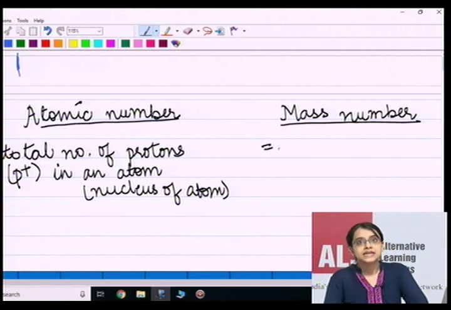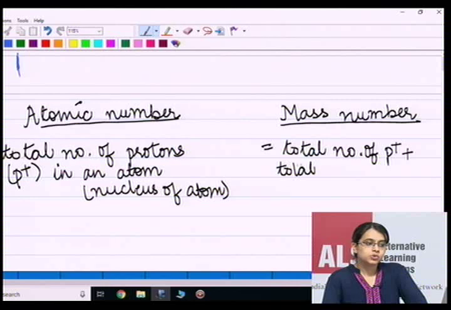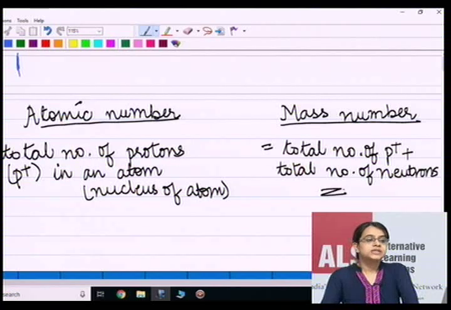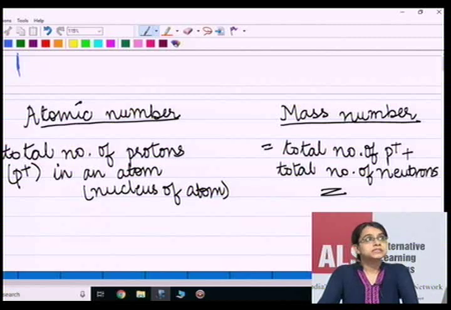Mass number of an atom is actually equal to the total number of protons in an atom plus the total number of neutrons in an atom. So it's actually the number of protons plus the number of neutrons that are present in the nucleus of an atom. Christukula, you answered that mass number is the total mass of an atom.